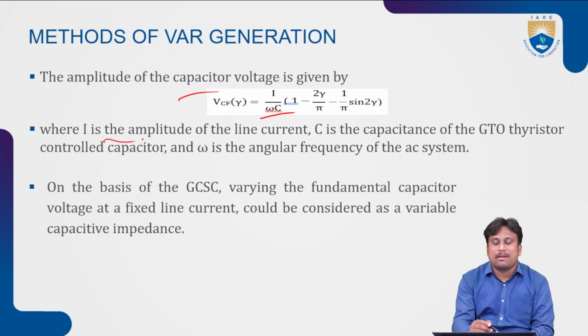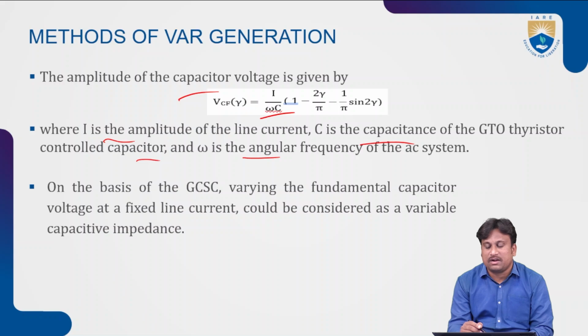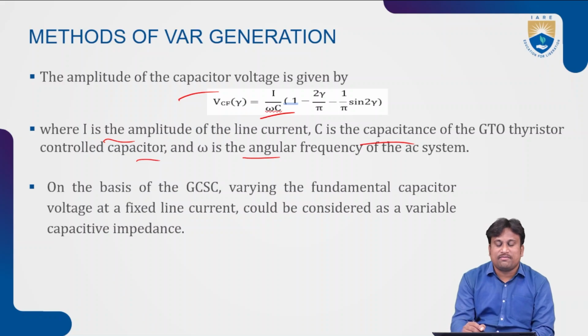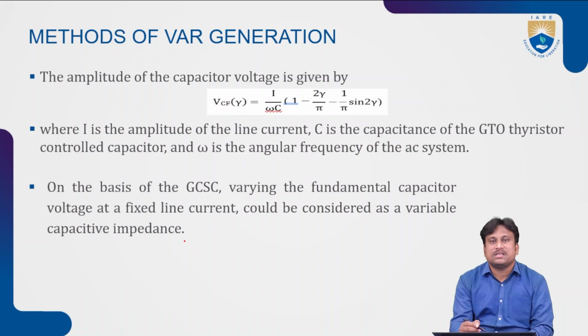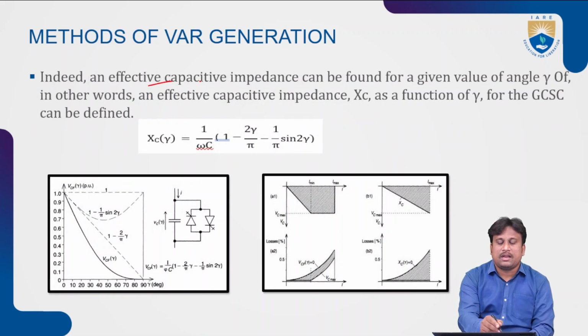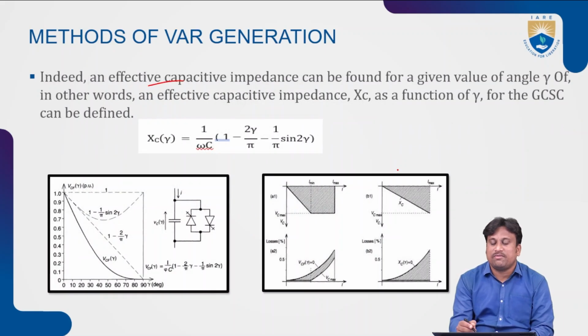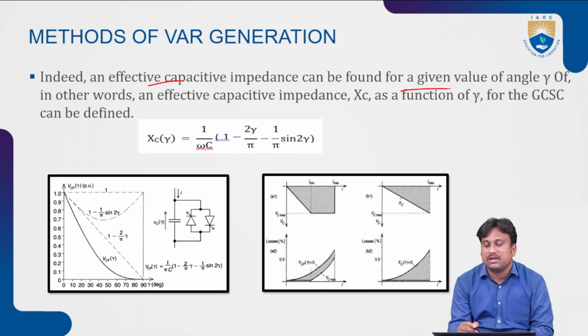Here I is the amplitude of the line current, C is the capacitance of the GTO thyristor controlled capacitor, and omega is the angular frequency of the whole AC system. On the basis of the GCSC, we vary the fundamental capacitor voltage at a fixed line current. That means it should be considered as a variable capacitive impedance.